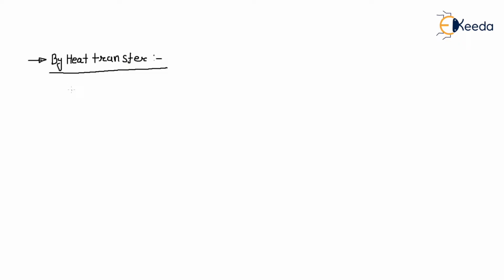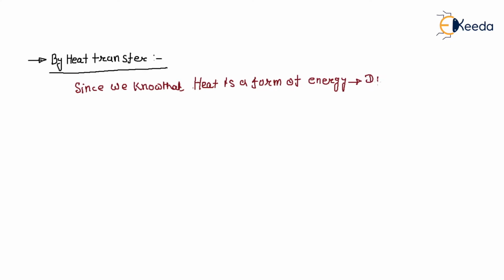Since we know that heat is a form of energy, and this form of energy is in a very disorganized manner. So we already know that the cause of entropy change is disturbance, disorganization, randomness, like that.